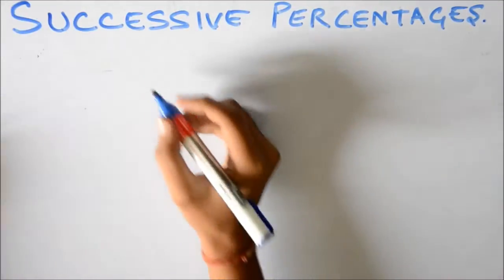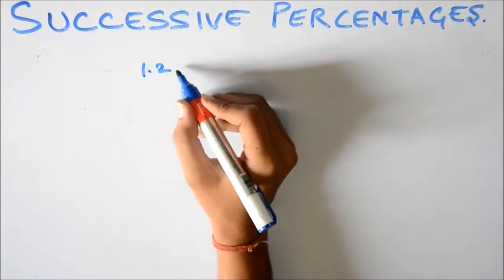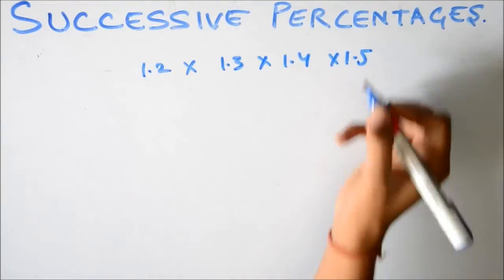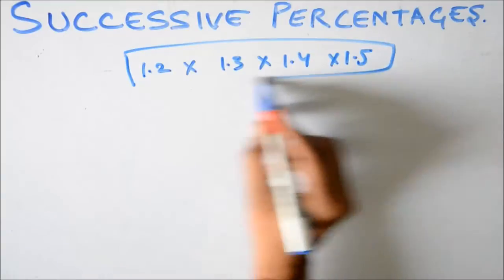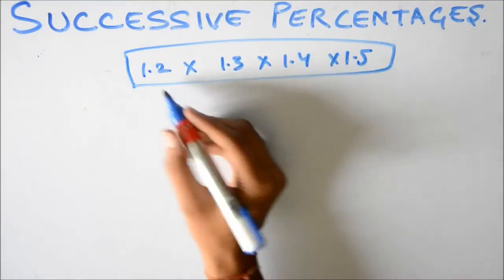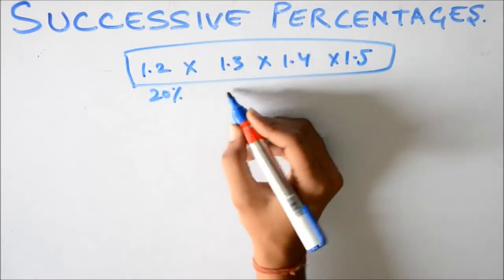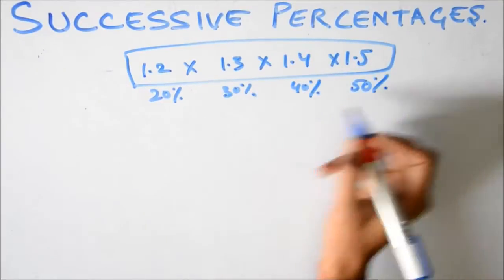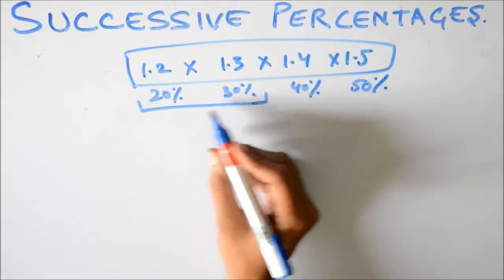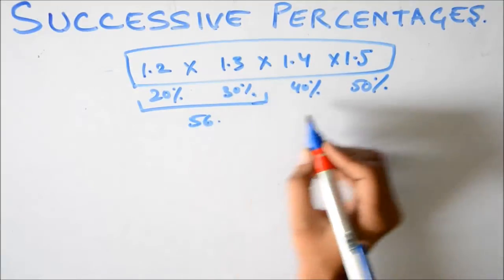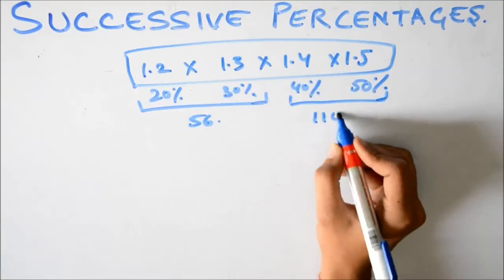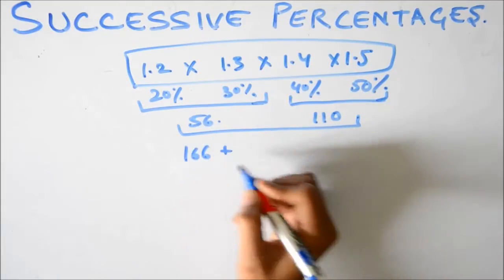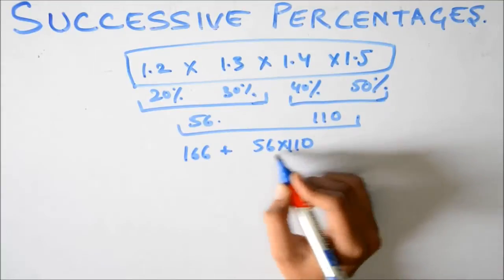Suppose you have to calculate 1.2 into 1.3 into 1.4 into 1.5. Now, if you have to calculate this, it is going to take a lot of time. But instead, you can look at it as a 20% increment, 30%, 40%, and a 50%, right? 20 and 30 is 50 plus 6, 56. 40 and 50 is 90 plus 20, 110. Now, what is the equivalent of this?